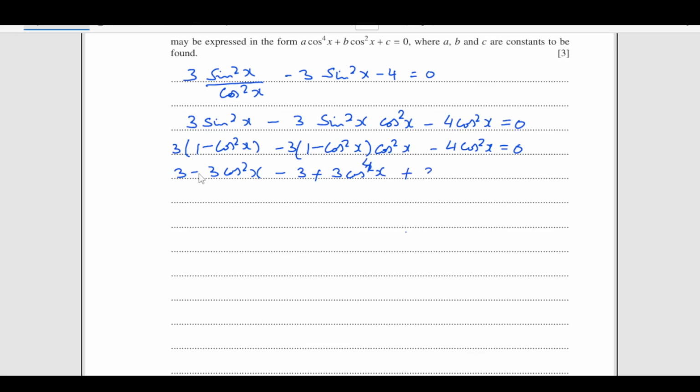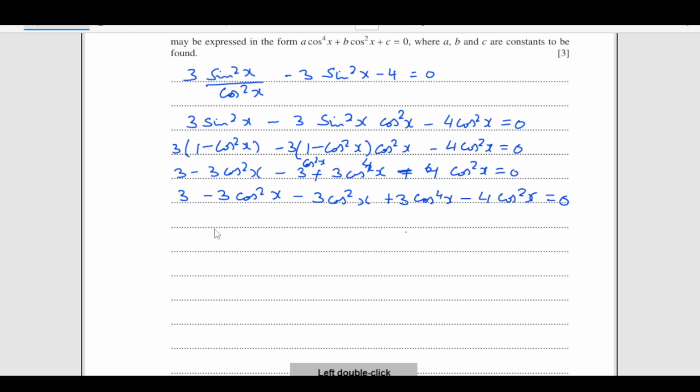Plus 3, 3 minus 3 cos squared x minus 3, there is a 3 cos squared also, plus then 3 cos squared x, then minus 4 cos squared x, right, equals 0. So then we will have here 3 minus 3, let me just rewrite to avoid any confusion, 3 cos squared x plus 3 cos squared x minus 4 cos squared x equals 0.